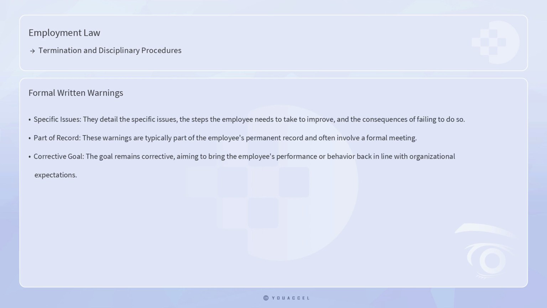Should the behavior or performance not improve, the process escalates to written warnings. Written warnings are more formal and carry greater weight. They detail the specific issues, the steps the employee needs to take to improve, and the consequences of failing to do so. These warnings are typically part of the employee's permanent record and often involve a formal meeting between the employee, their supervisor, and an HR representative. The goal remains corrective, aiming to bring the employee's performance or behavior back in line with organizational expectations.